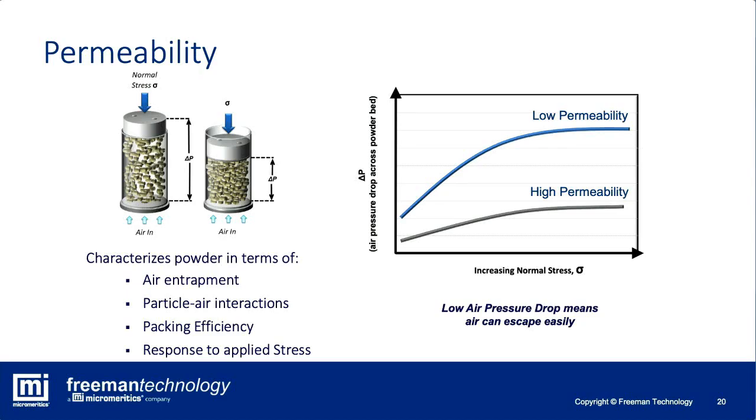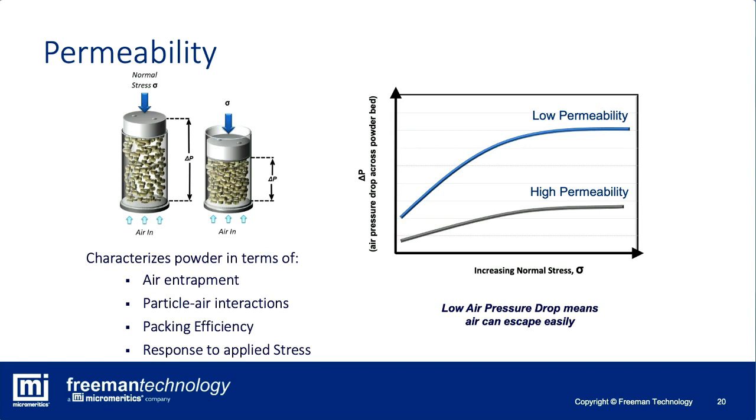So what the permeability test is actually looking at is it's flowing air through the base of the powder bed and applying different normal stresses. And as it adjusts the normal stress applied to the powder bed, we are going to be recording the pressure drop from the air going across the powder bed. Thus, we can characterize the powder in terms of its air entrapment. We can better understand the particle-to-air interactions, and we can see effects such as the various packing efficiencies and response to applied stress in the powder bed.